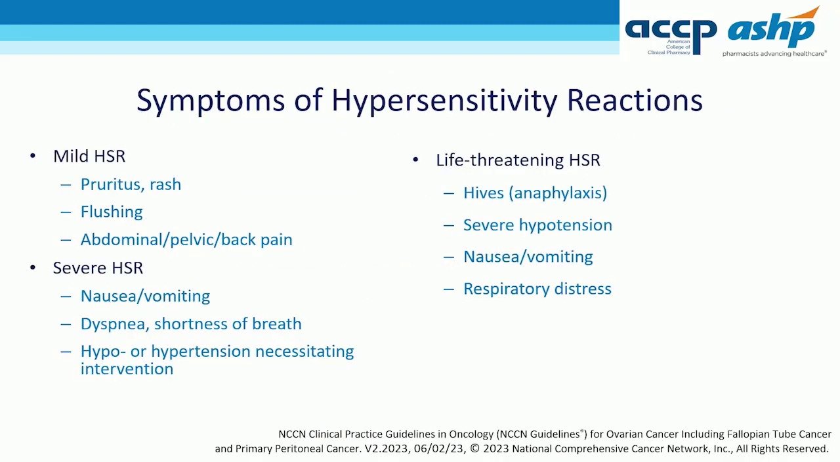And so I say it's a traditional allergic reaction, but what do these hypersensitivity reactions actually look like? If somebody has a mild reaction, this may just be simple itching, rash, maybe even facial flushing, maybe some abdominal, pelvic, or back pain. A more severe reaction may include things like nausea, vomiting, shortness of breath, hypo or hypertension. And then you also have life-threatening reactions, which can be things like hives, anaphylaxis, severe hypotension, again nausea, vomiting, and then respiratory distress.